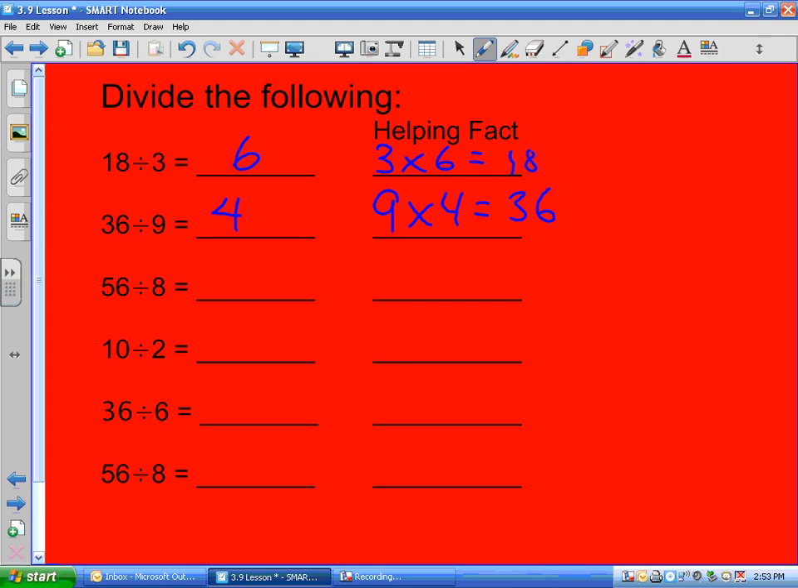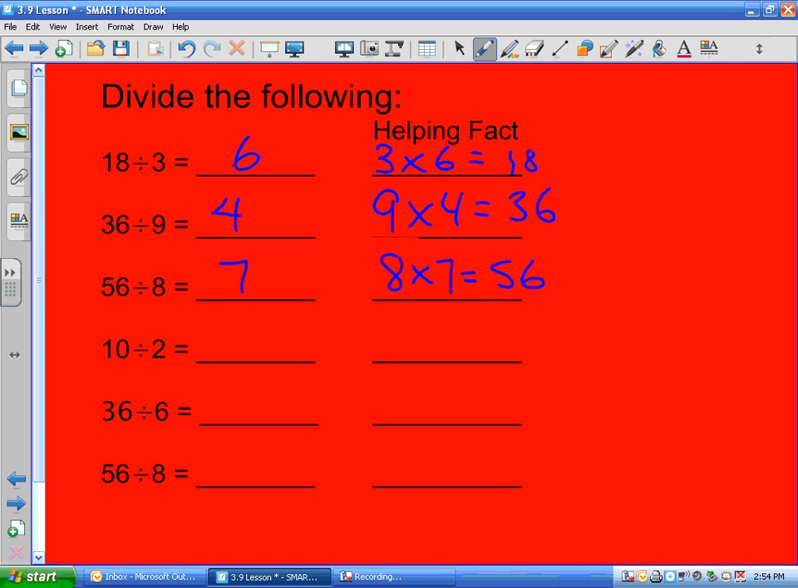56 divided by 8, the helping fact goes to Chase. Ask a friend. Pick the right one. 7. That's correct. 8 times 7 is 56. So then, Chase, what's the answer going to be? That's right.